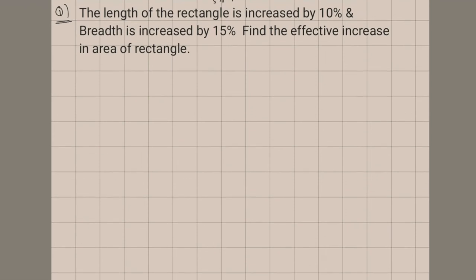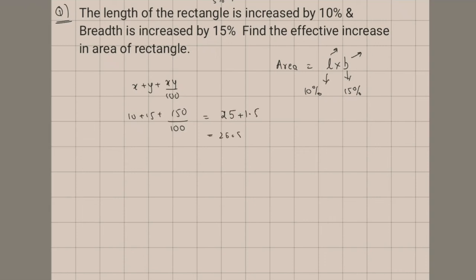The length of a rectangle is increased by 10% and breadth is increased by 15%. Find the effective increase in area of the rectangle. What is the area of a rectangle? It is length into breadth. So it is the product of two terms. One is increased by 10%, the other is increased by 15%. So the effective increase will be x plus y plus xy by 100. So 10 plus 15 plus 150 by 100, which gives 25 plus 1.5, which is 26.5.